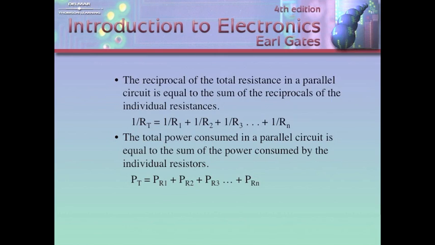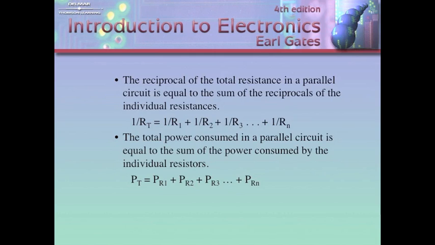The reciprocal of the total resistance in a parallel circuit is equal to the sum of the reciprocals of the individual resistances. It's a mouthful. Basically, what we're saying is that the total resistance in a parallel circuit is found from the sum of the reciprocals of the resistances.